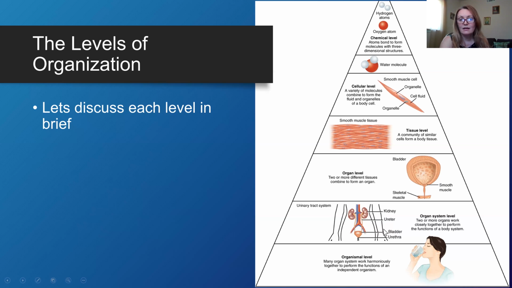Now, two or more organs that work closely together to perform the function of a body system form organ systems, right? And you already know some examples of body systems, such as urinary system, digestive, cardiovascular, respiratory, integumentary, your skeletal system. And then all the systems together work together to perform the function of an independent organism, right? And that's what makes you, right? So from the smallest, progressively to the entire organism, this is called levels of organization.